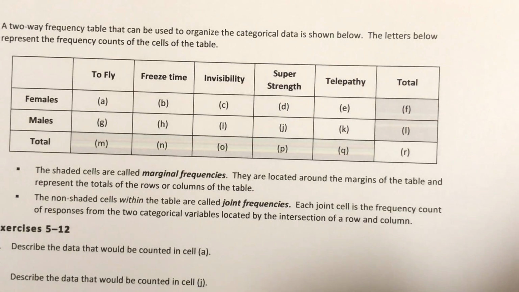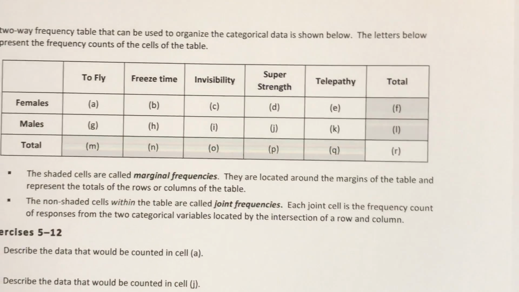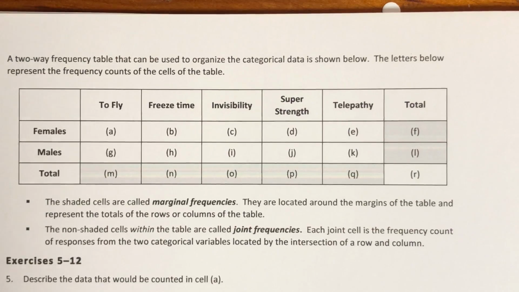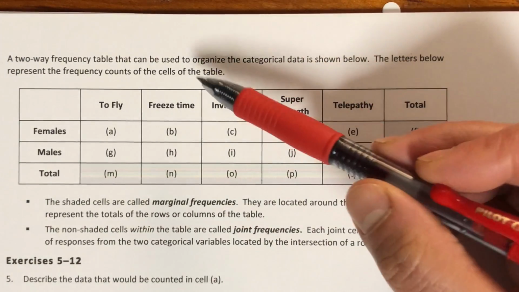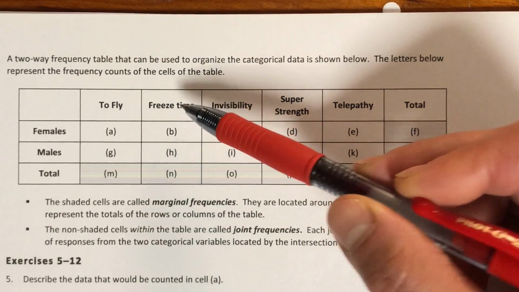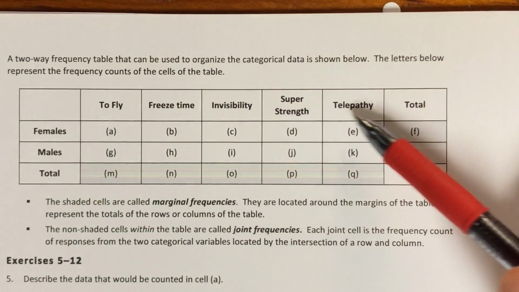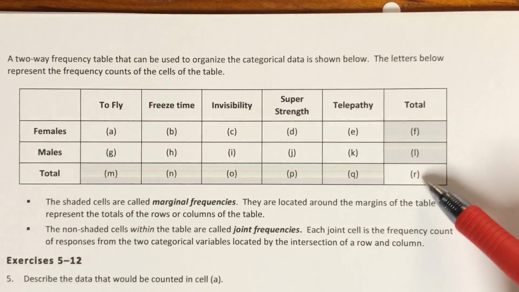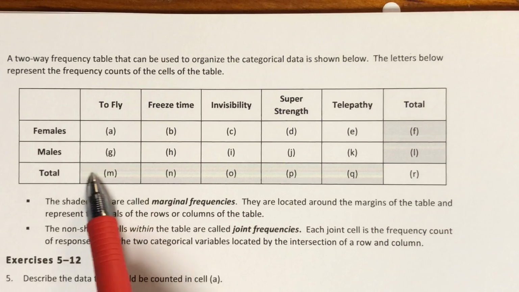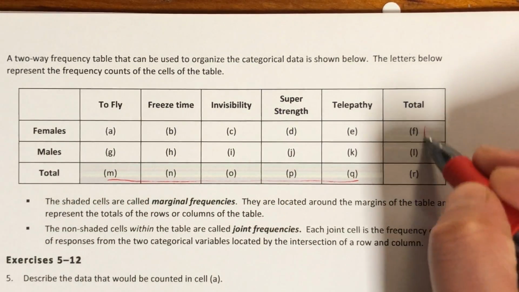All right, so if we go on page number 2, we have a two-way frequency table that can be used to organize the categorical data, and the letters below represent the frequency count on the cells on the table. So look, we have females, males, and the total, and then we have all our superpowers and the total. And the shaded cells, it depends on your printout, but those are shaded.